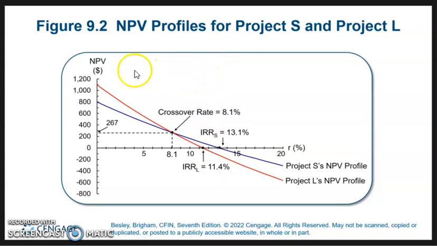We have the NPV graph, with NPV on the x-axis and required rate of return on the y-axis. If we look, as we discussed, Project L, the red line, is more valuable at lower required rates of return and less valuable at higher rates of return. And the opposite is true for Project S.